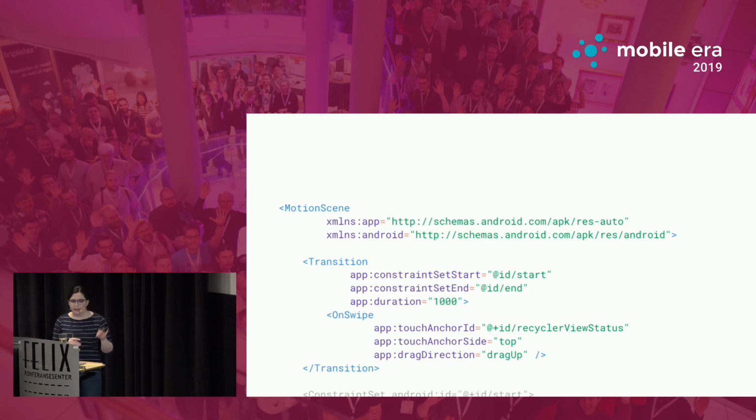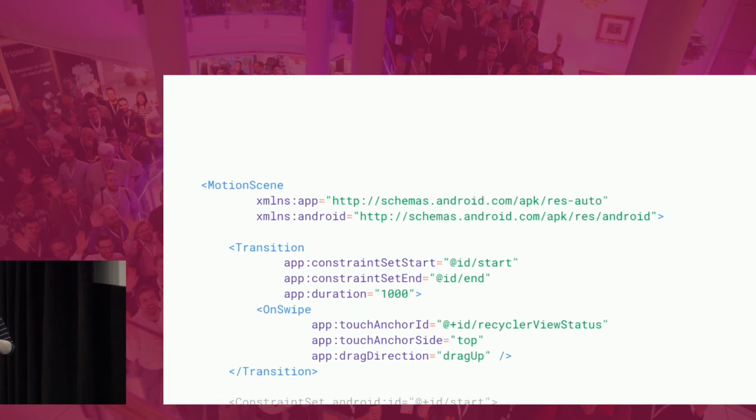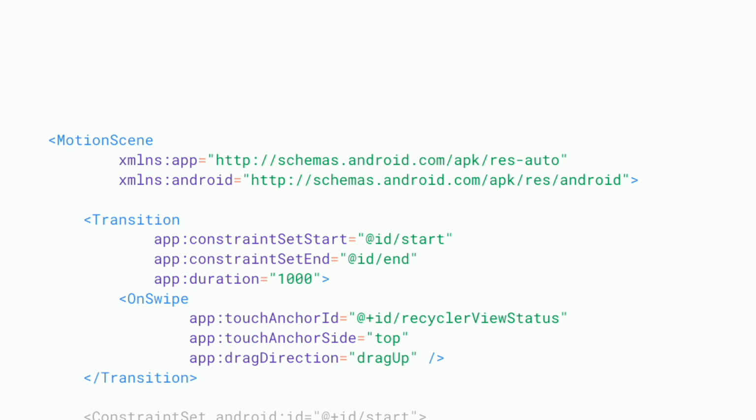So this is the XML that we need to create. You might look at using something like the new motion editor to generate this, because it can be a little bit harder to read. But it is good to know what it's doing and how it works, just so that if the editor isn't giving you exactly what you need, you know exactly how to edit it. But if we look at this example, in our MotionScene file, we define a transition. And in this transition, we set the start state constraints and the end state constraints of our layout. And we specify a certain duration, and then we specify the action that needs to happen in order to trigger this transition. So in this case, we have an OnSwipe that we want to trigger.